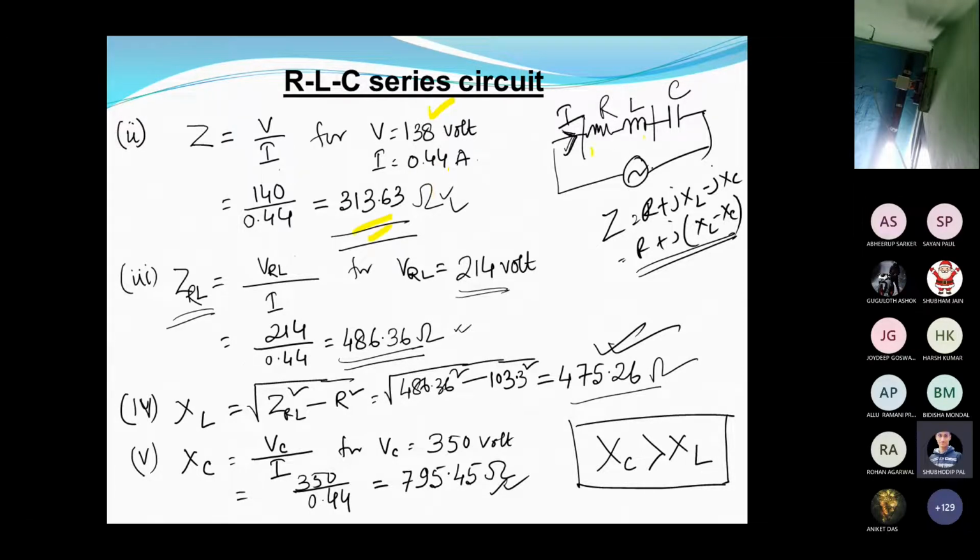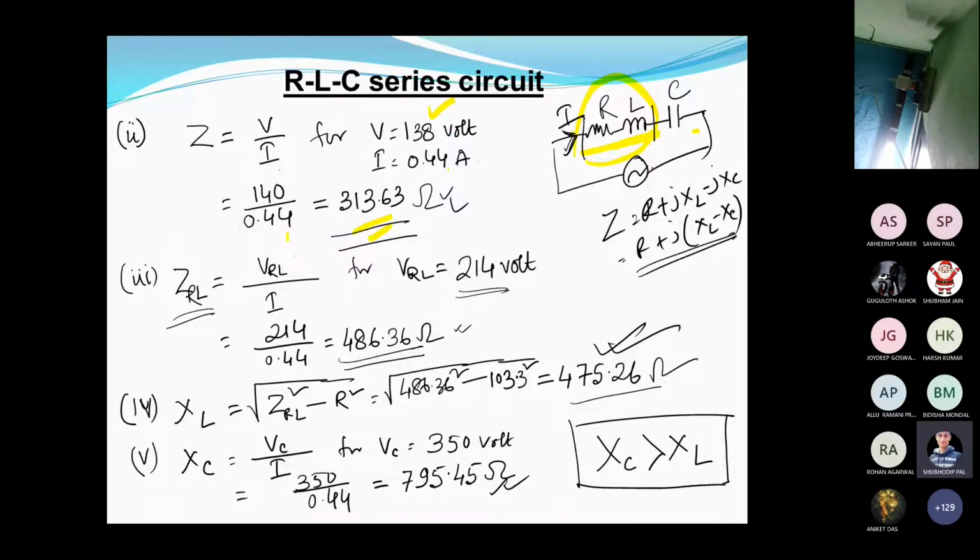Now ZRL, right? What will be the impedance of the RL inductive coil? VRL you have calculated, and the same current is flowing through this. So from here you can calculate ZRL, otherwise it will not be possible to calculate the individual component values. So ZRL you have calculated, right? Now ZRL square equals R square plus XL square. Here the R value you have already calculated in the last slide; I have shown the R value. So ZRL you have found.